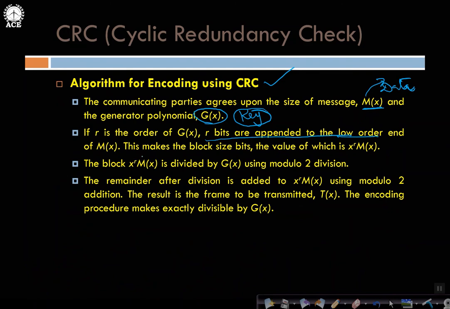I will show you an example. This makes the block size x power r times m of x. This is the resultant polynomial now. Then the block, that is this resultant polynomial, is divided by g of x using modulo 2 division. I will show in the example. The remainder that we get is added to x power r m of x using modulo 2 addition, and the result is the frame to be transmitted, t of x. The encoding procedure makes it exactly divisible by g. I will explain by means of an example.